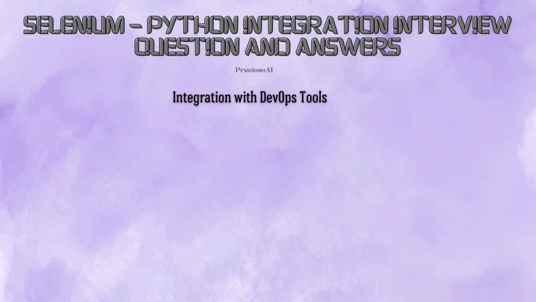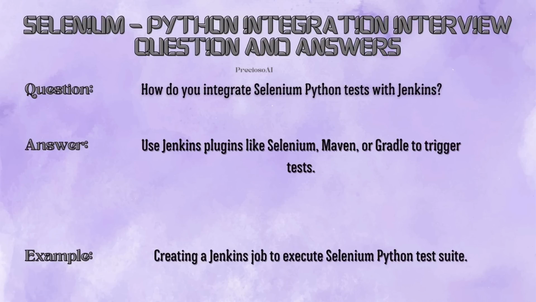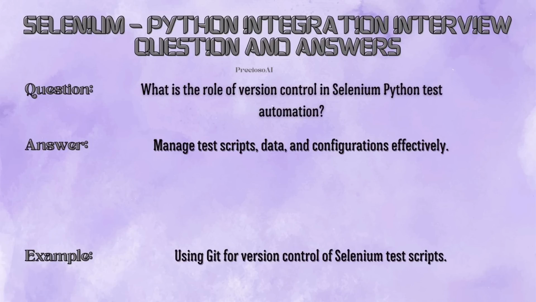Integration with DevOps tools. Question: how do you integrate Selenium Python tests with Jenkins? And the answer is use Jenkins plugins like Selenium, Maven, or Gradle to trigger tests, for example creating a Jenkins job to execute Selenium Python test suite. Next question is: what is the role of version control in Selenium Python test automation?